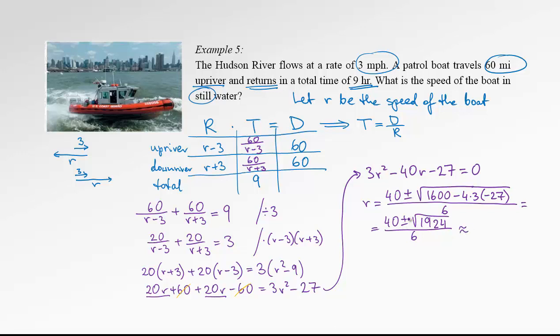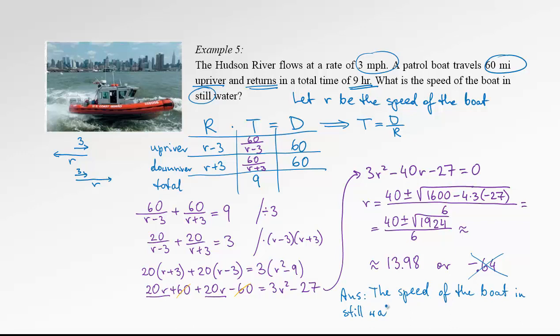Using the positive sign, our root is about 13.98 rounded to 2 places, or using the negative sign, we have about negative 0.64. Obviously, we need to exclude the negative possibility because the boat is going forward, so its speed must be positive. Therefore, we can give the final answer. The speed of the boat in still water is approximately 13.98, which is nearly 14 miles per hour.